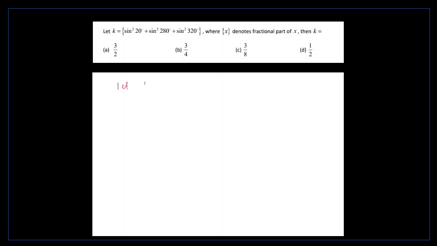Given here that k equals the fractional part of sin square 20 plus sin square 280 degree plus sin square 320, where the fractional part of x denotes x minus box x. There is a fractional part of x.